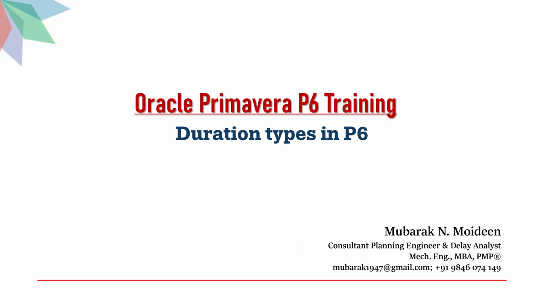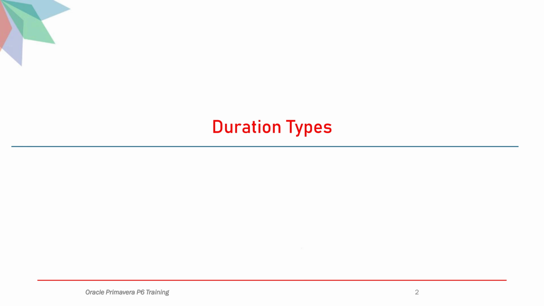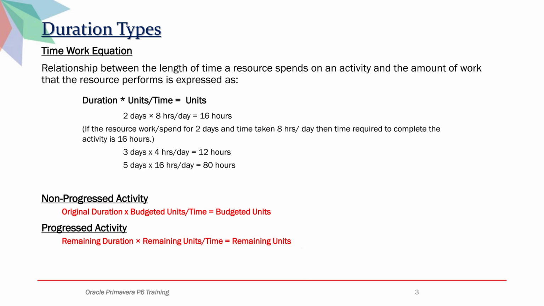Today's session we are going to discuss duration types in P6. Before jumping into duration types, we need to understand some basic concepts, particularly the time-work equation and how it works in project scheduling. The relationship between the length of time a resource spends on an activity and the amount of work performed by that resource is expressed through the following equation.